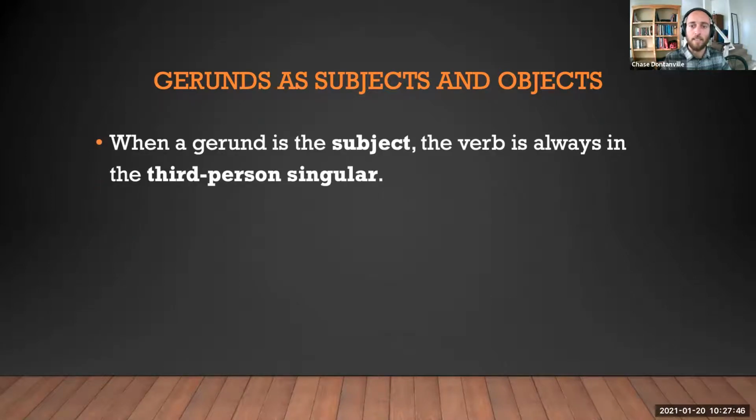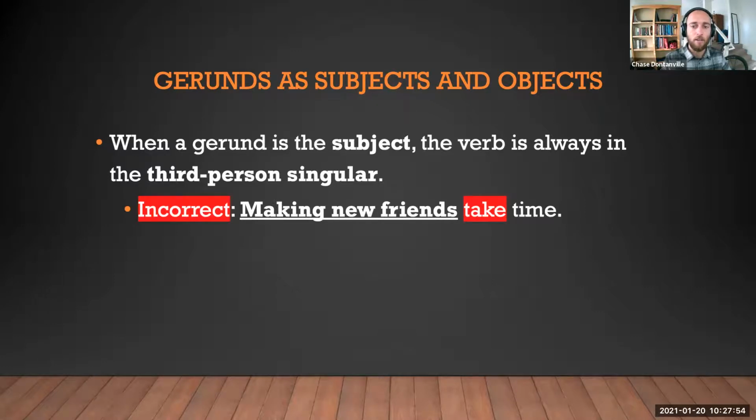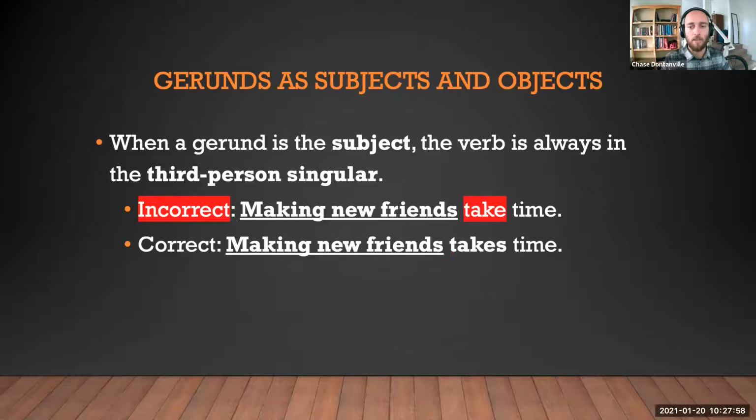When a gerund is the subject, the verb is always in the third person singular. So it's incorrect to say, making new friends take time. We need third person singular S. So making new friends takes time. The gerund is making. And as I said, we always use third person singular. So running is, smoking is, okay? We always will use the third person form.